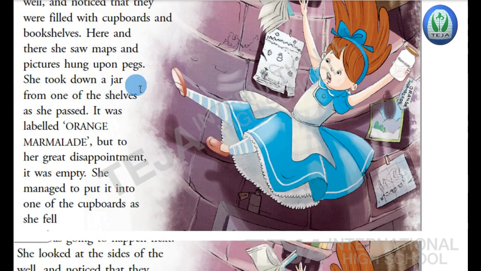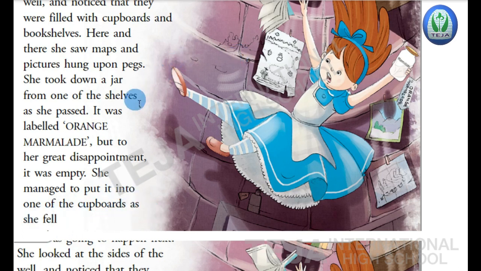She took down a jar from one of the shelves as she passed. It was labeled orange marmalade, but to her great disappointment, it was empty. She managed to put it into one of the cupboards as she fell.